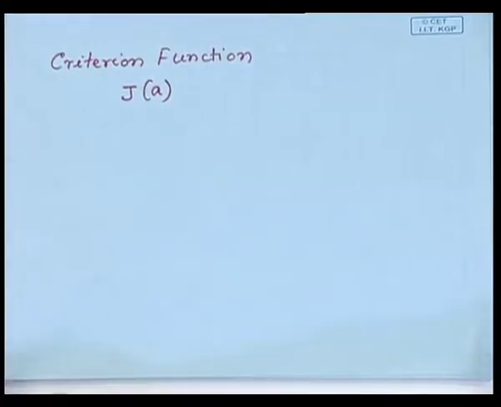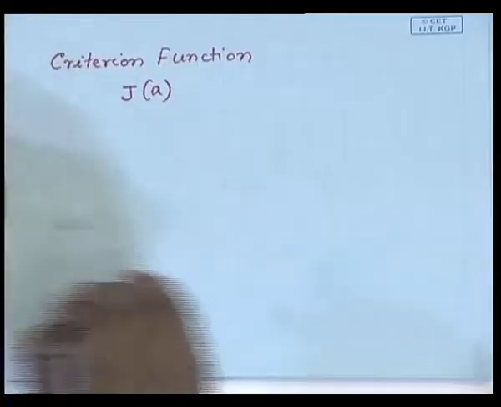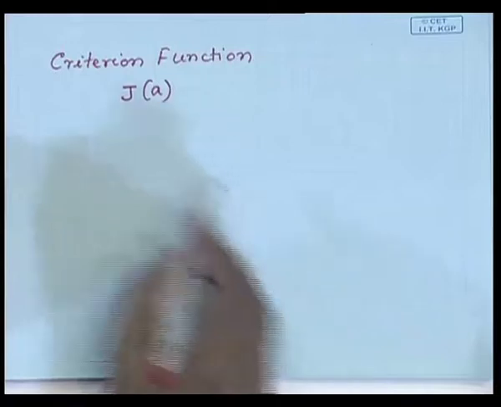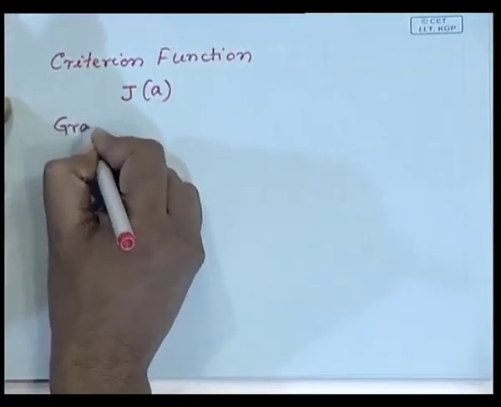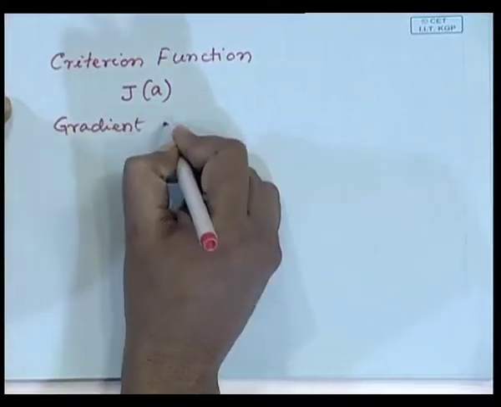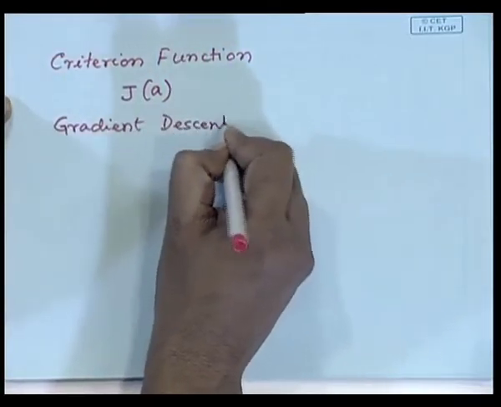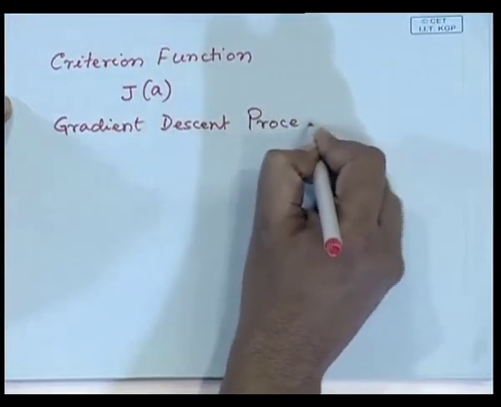So, I will define some sort of criteria function, we will see what kind of criteria function we can have, and then my job will be, by varying A in an iterative way, to minimize this J(A), and J(A) has to take a minimum value when I reach a weight vector A which properly classifies all the training samples. And for minimization of this criteria function J(A), we can make use of an approach which is called the gradient descent approach or gradient descent procedure.